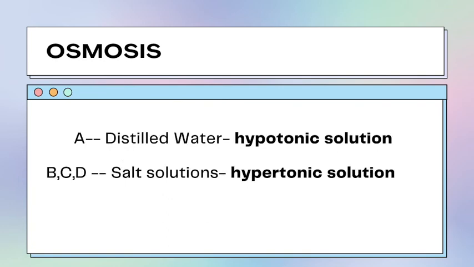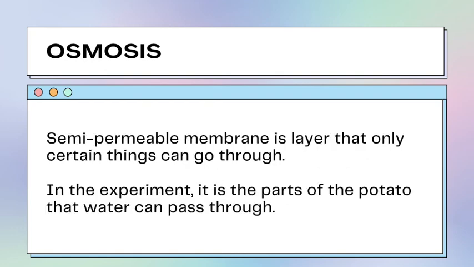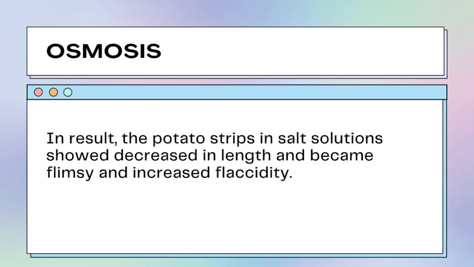So in the experiment, the distilled water is the hypotonic solution, while B, C, and D, or the salt solutions, are the hypertonic solutions. And the semi-permeable membrane is the layer that only certain things can go through, which in the experiment is the parts of the potato that water can pass through. So because of osmosis, the potato strips in salt solution showed a decrease in length and became flimsy, with increased flaccidity.